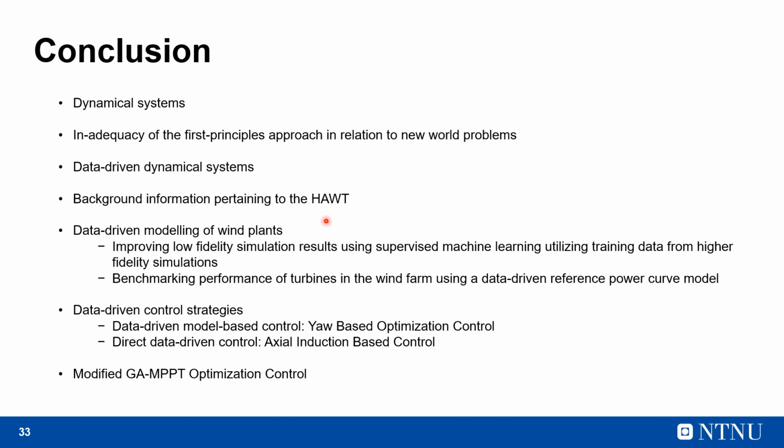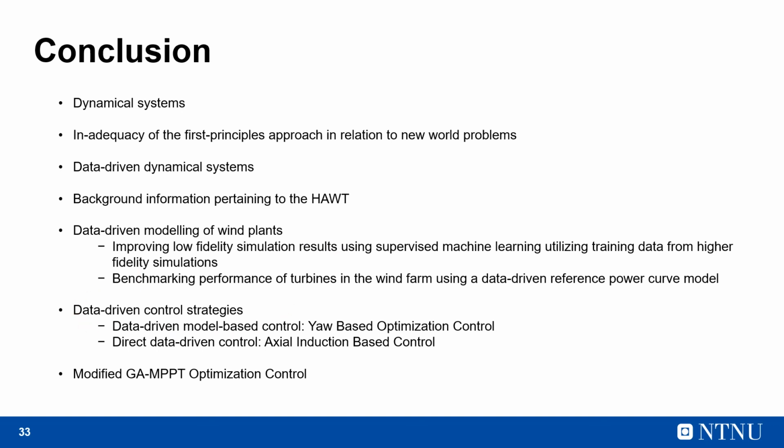In the first example, the accuracy of the lower fidelity models was improved by using a machine learning algorithm that used labeled data from a higher fidelity simulation, and we saw that it was a Gaussian process regression that was used. In the second example, we benchmarked the performance of the wind plant by using an averaged reference power curve based on field measurements, and then we compared the performance of the individual turbines against this data-driven model to identify outliers.